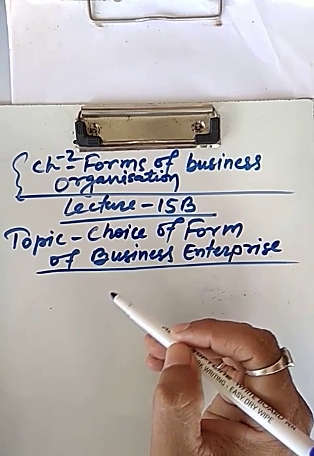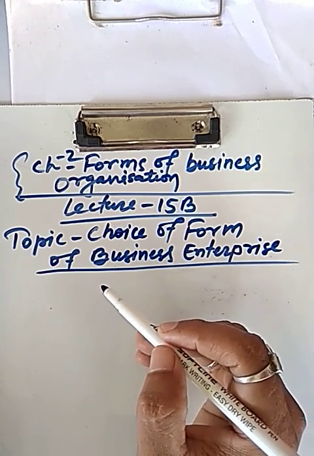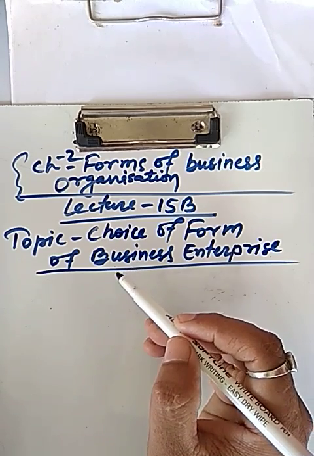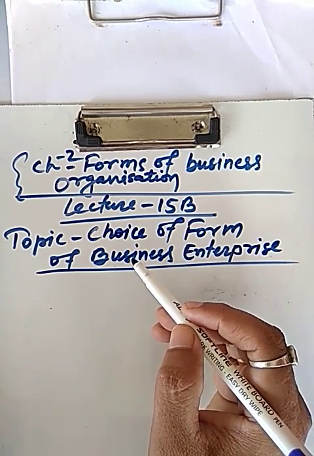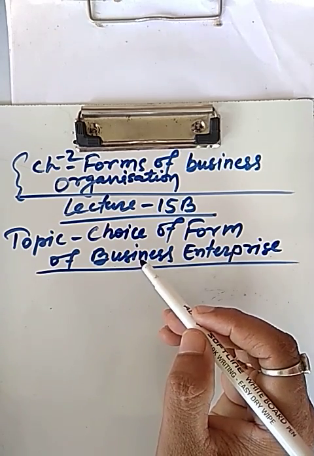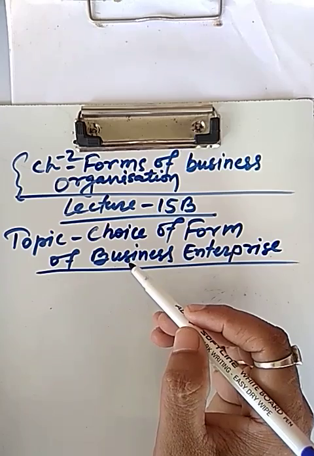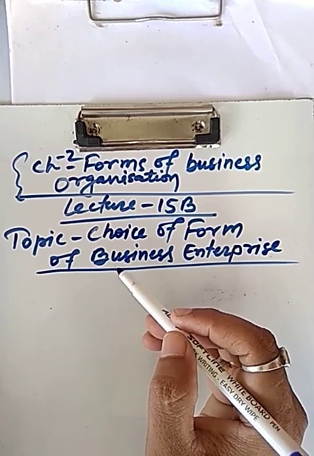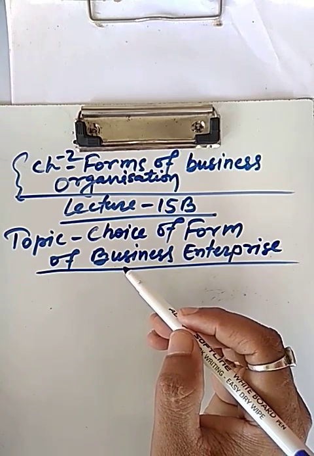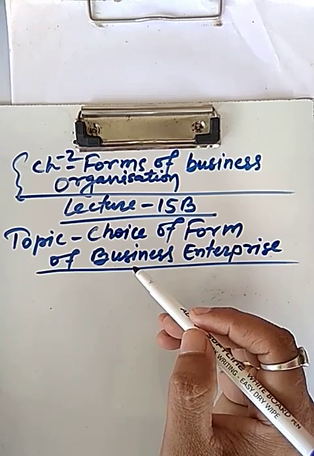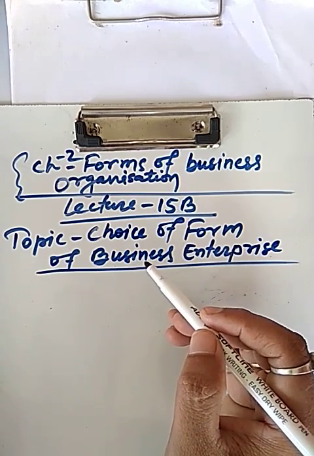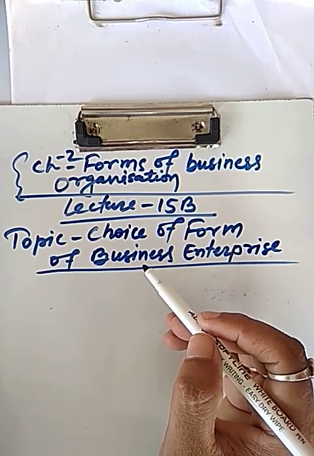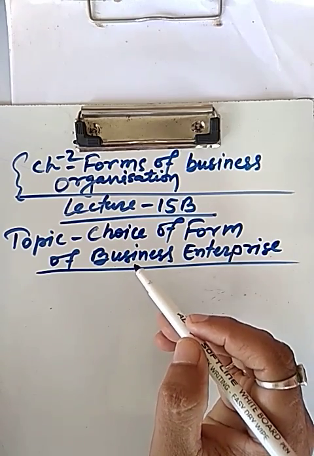In my previous video, I have explained about the different types of firm, that is sole proprietorship, partnership, joint Hindu family business, cooperative society, joint stock company, types of joint stock company, etc. Each form is suitable for a different business venture.